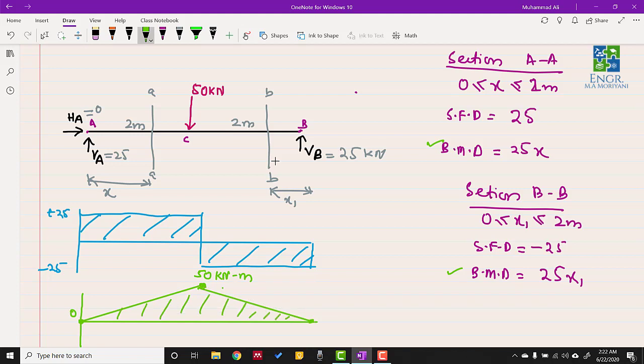So this is telling us that at point A we have zero bending moment, and at point B we also have zero bending moment, but at point C we have the maximum bending moment, which has the value of 50 kilonewton meter.